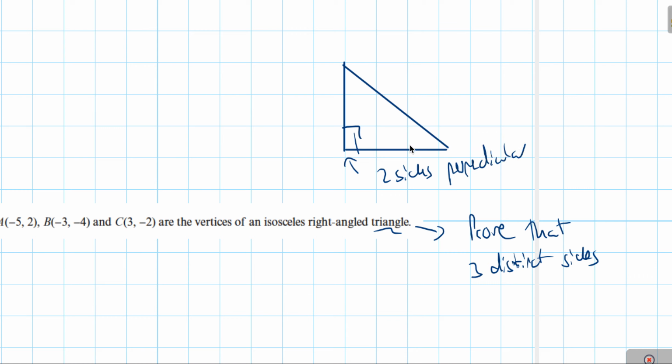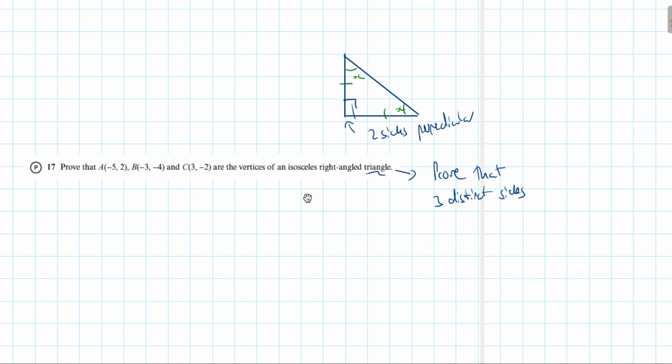And then, essentially, for the sides that are perpendicular, if it's an isosceles right-angled triangle, then this angle here and this angle here have to equal each other. That's not very helpful. We can't do that to prove that one necessarily. It's actually easier if we prove that the two sides that come off the right angle are also equal in length. So again, we want to find several key things here. First of all, we want to find the gradients of the lines. We also want to find the distances of the lines.